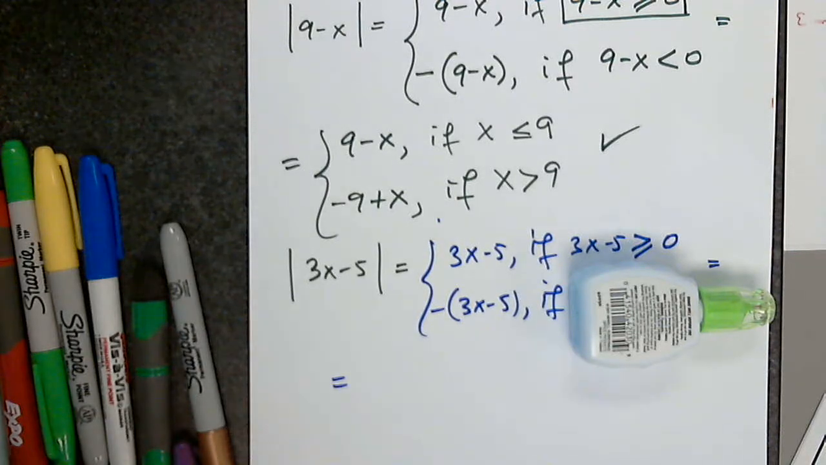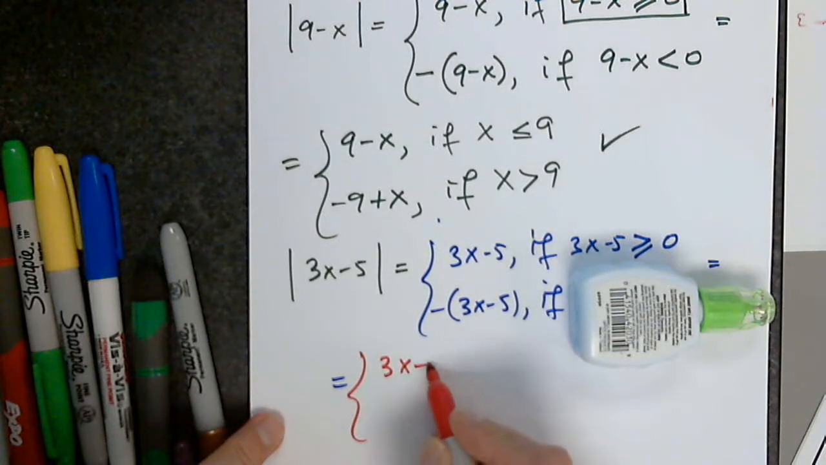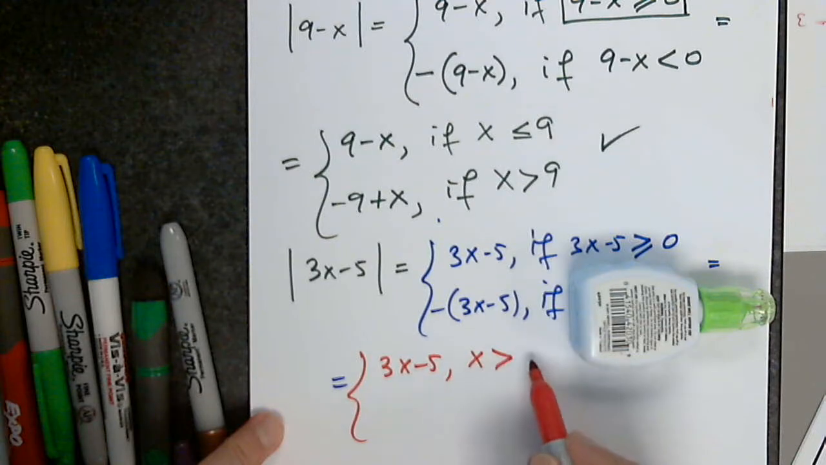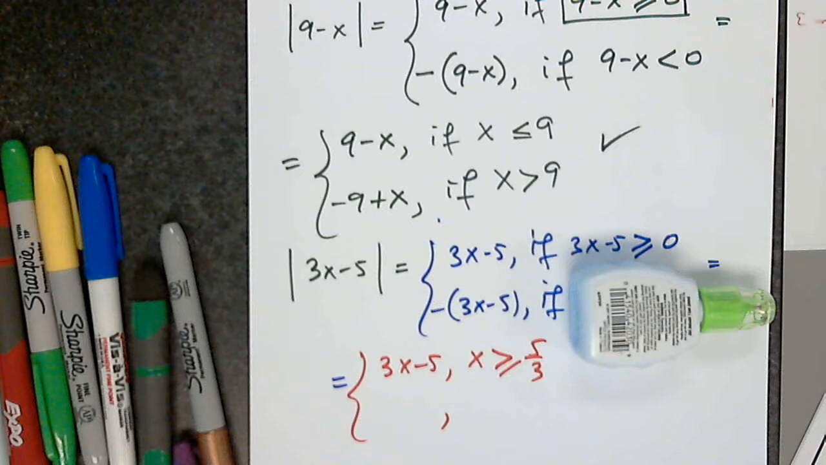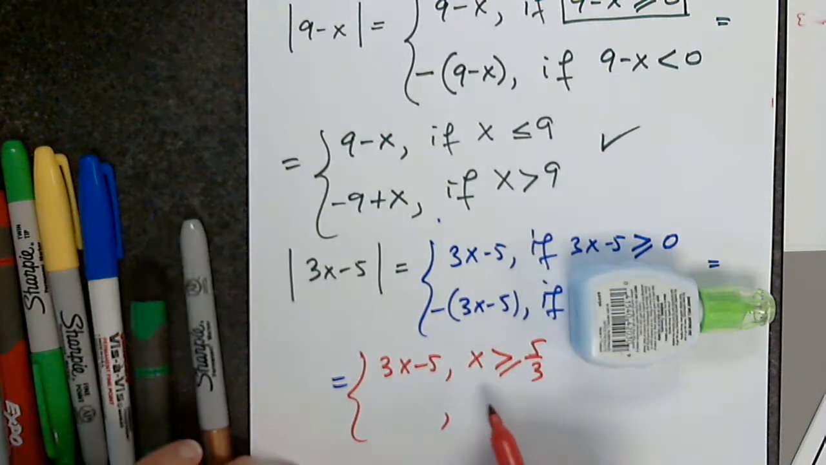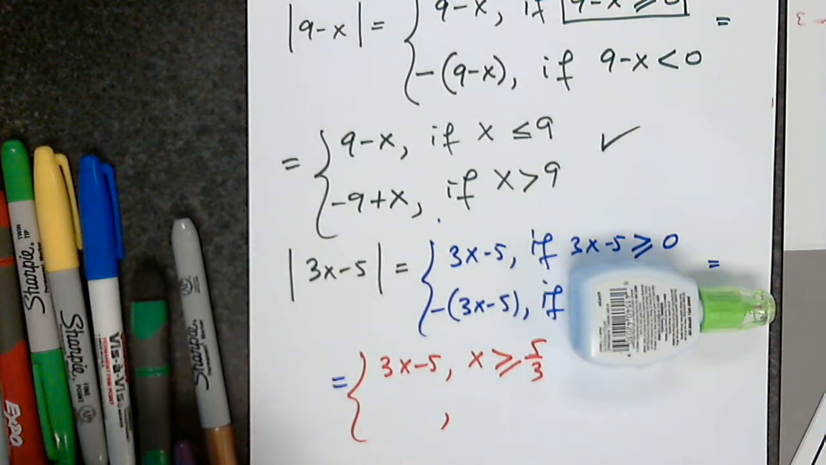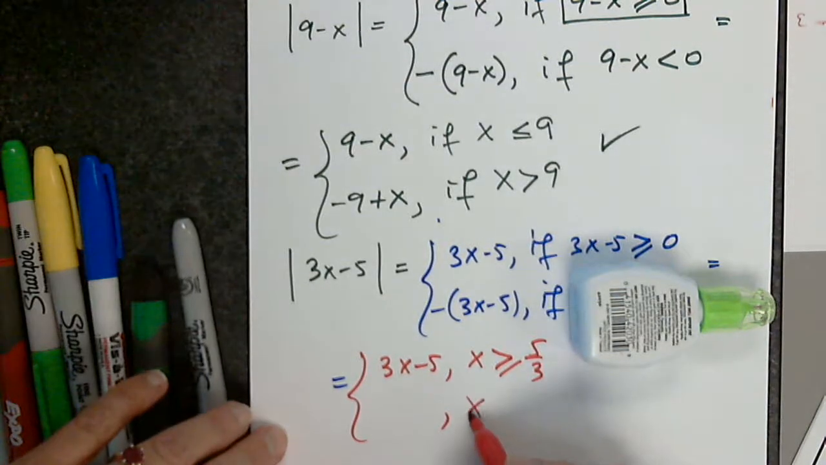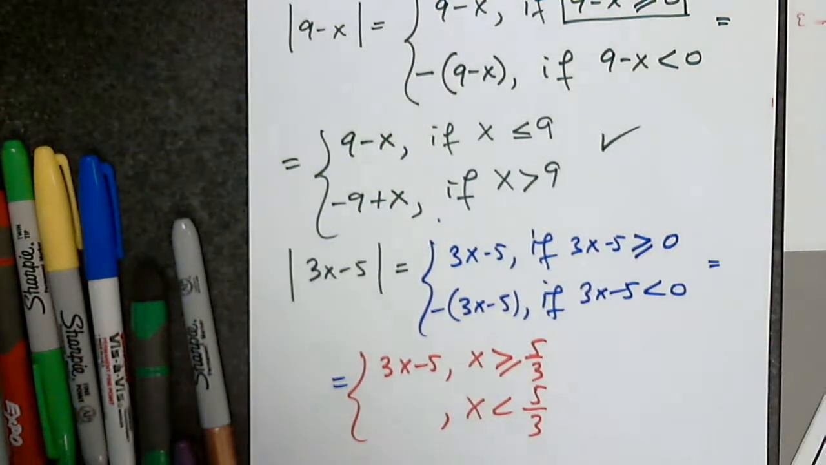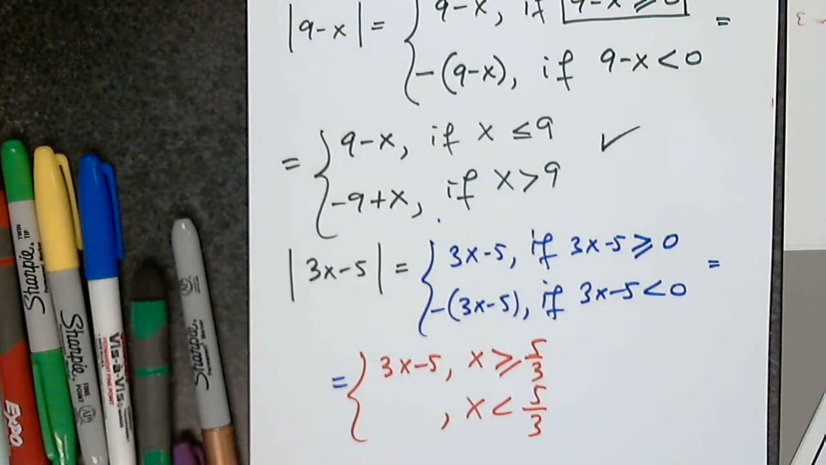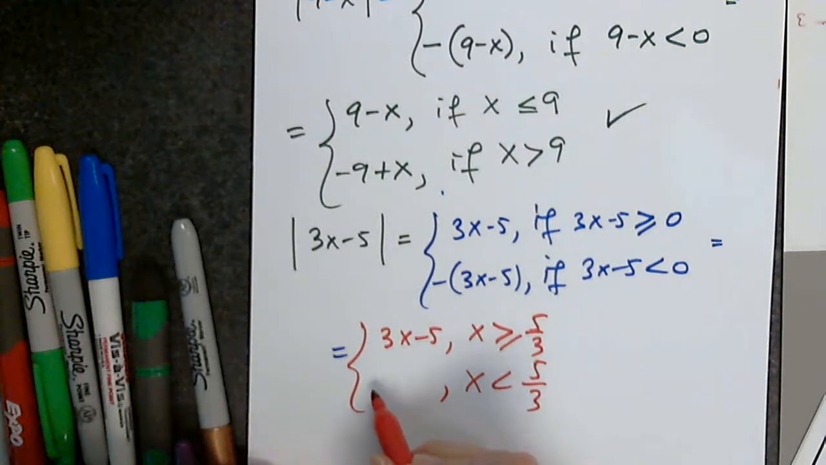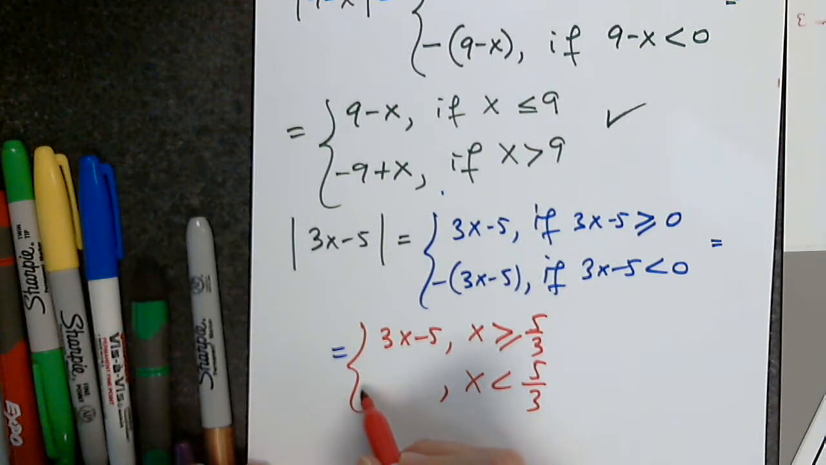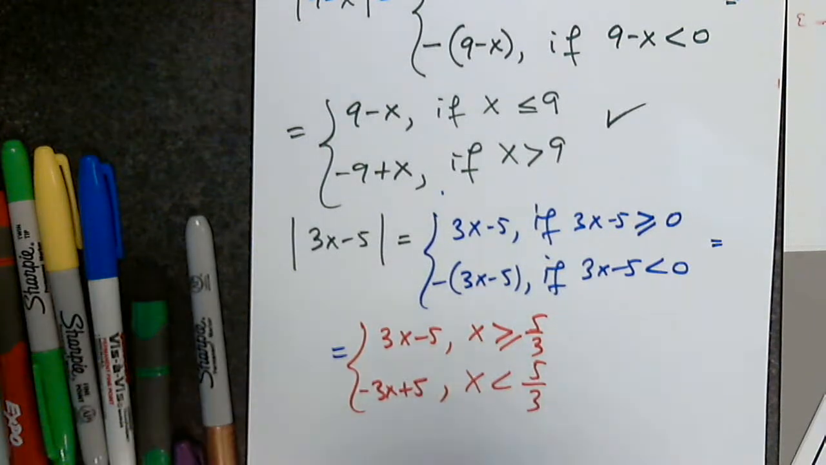You add 5 to both sides and divide by 3. So x is greater than or equal to 5/3. Excellent. And what will be the other one without even looking? x is less than or equal to 5/3. Not equal to, I cannot have equal in both. Less than. Exactly. Exactly the opposite. That which is not in the first one must be in the second one. So then the second branch is what? Negative 3x plus 5. Very good.